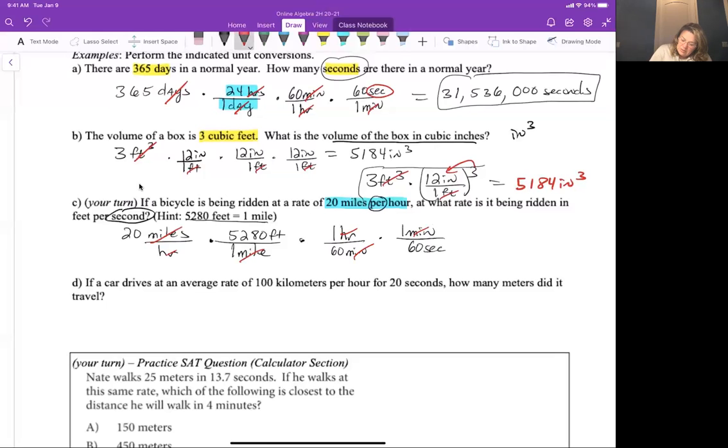So then I typically have folks go through and evaluate, what am I left with? I have feet on the top and seconds on the bottom. Is that in the term that they wanted it in? Feet per second. Per, that's the divided by. So then I would take 20 times 5,280 divided by 60 divided by 60. And that will give me your answer, which is 29.33 feet per second.